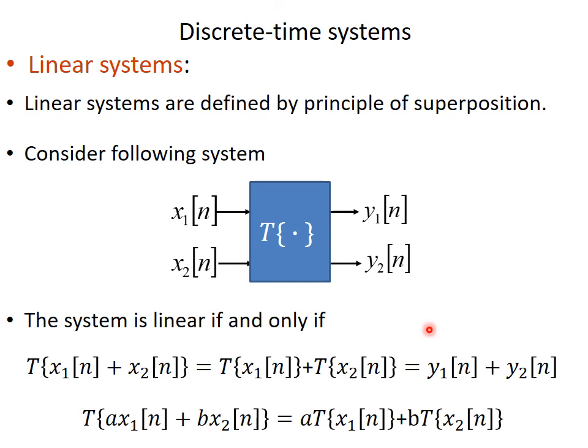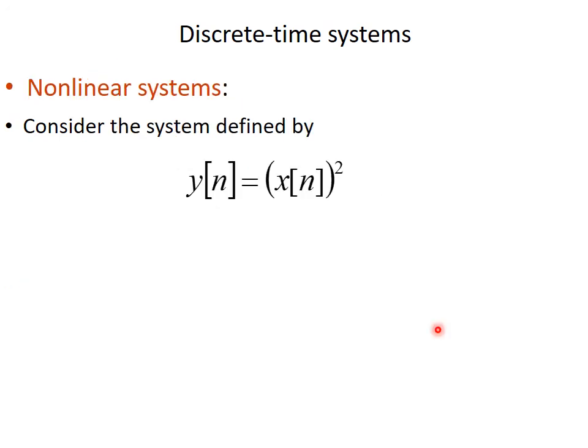So the discrete time linear system has the same definition as the continuous time linear system, that it should follow the principle of superposition. So how do we check the superposition of the system? We check the superposition property by applying the linear combination of input first and then the linear combination of output. In either case, the right side of the equation should be the same, right? So if it is the same, then it is linear, otherwise not.